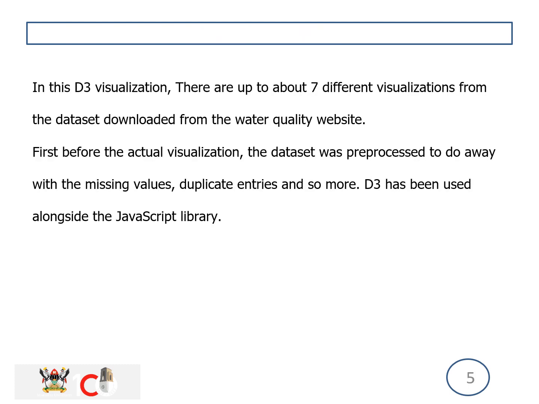In these visualizations, there are up to about 7 different visualizations from the dataset that I acquired from the Waterfall website. Before the actual visualization, I had to process the dataset to do away with whatever was missing and maybe some duplicate entries, plus whatever could be deemed necessary for visualization. This has been used alongside JavaScript.